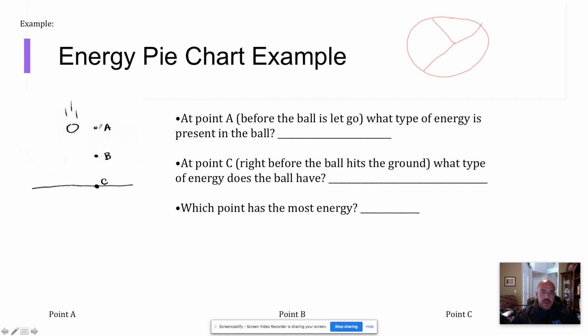It says at point A, right here before the ball is let go, so we're just holding it up here at point A, it's not moving. What kind of energy does it have? Press pause if you need to think of it. Hopefully you came up with the answer as gravitational potential energy. All right. Bullet point 2 says at point C, right before it hits the ground, what type of energy does it have? Well, it's not in the air anymore, and it's moving really fast right when it hits the ground, so it has kinetic energy.